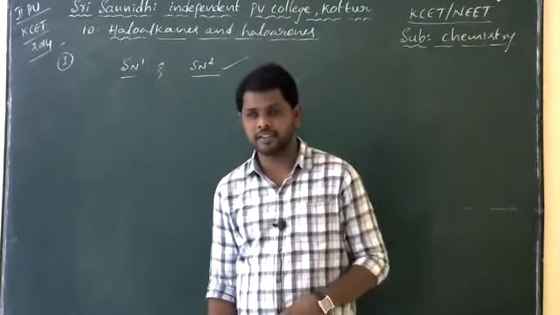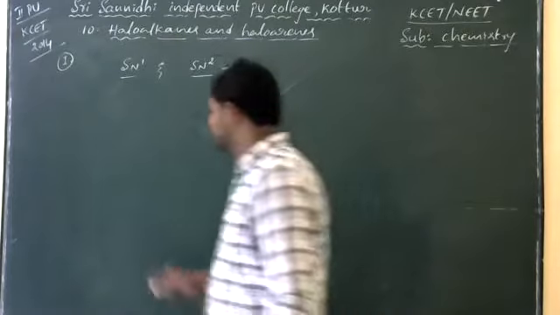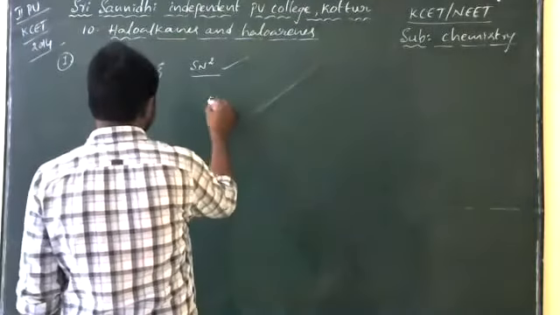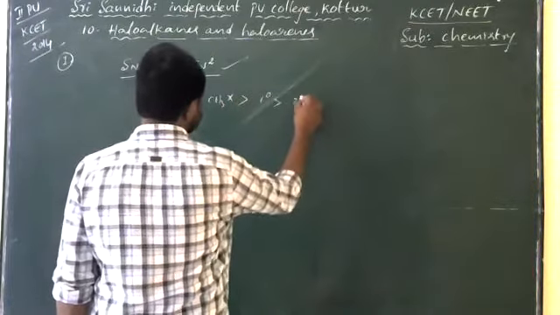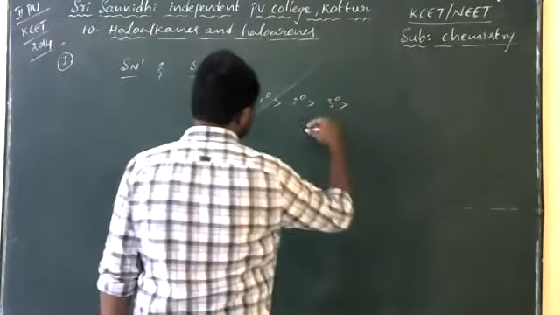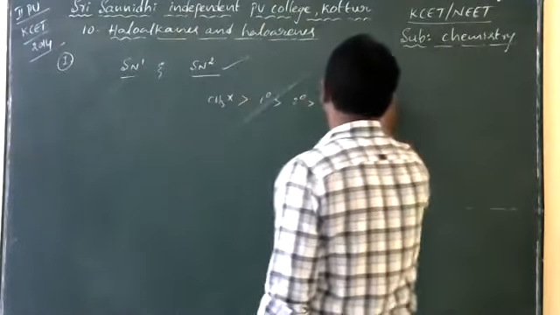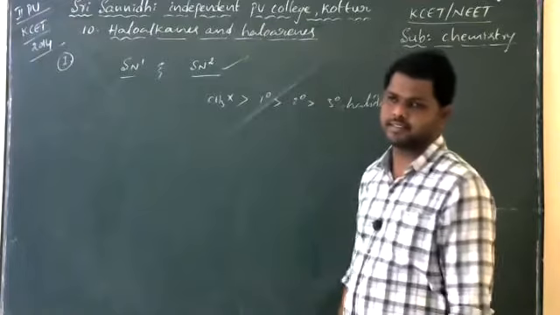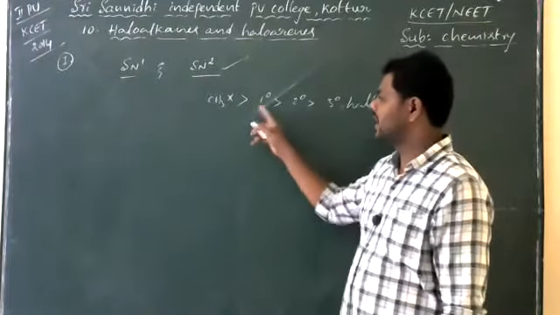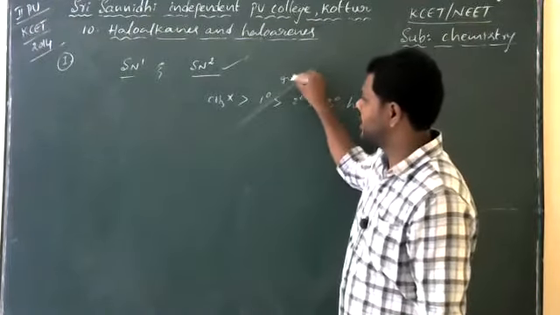SN2 mechanism here: the rate of the SN2 mechanism is always greatest for methyl halides, next the primary halides, next the secondary halides, and the least is tertiary halides. That is the rate of the SN2 mechanism, the alkyl halides reactivity order.